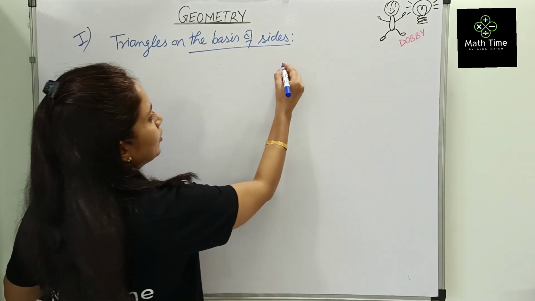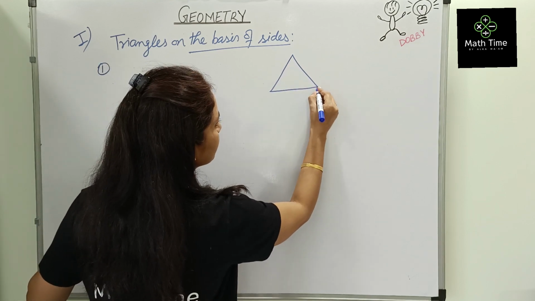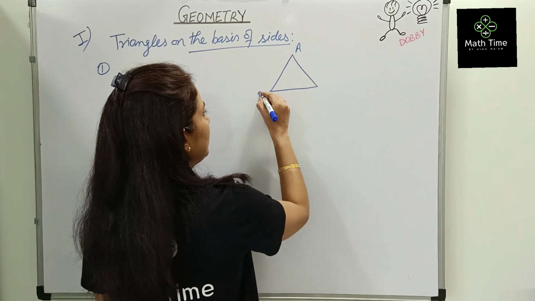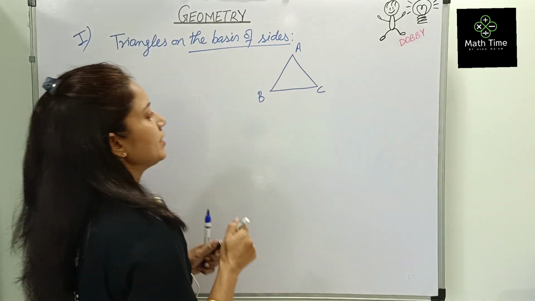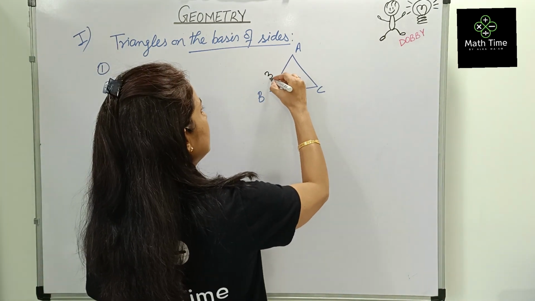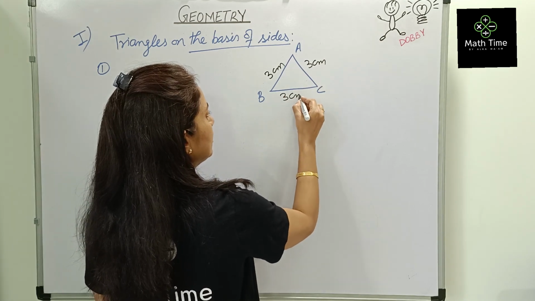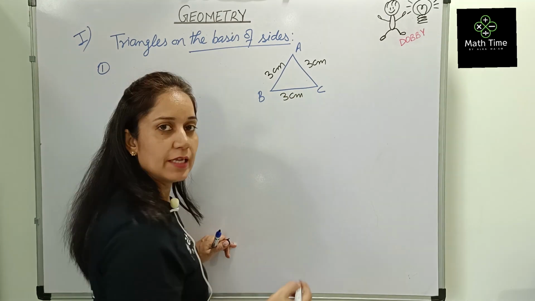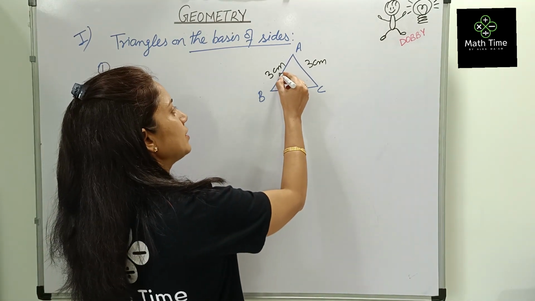So the first triangle you see here, I am making one triangle. Here all the sides AB, BC and CA, let us say all the three sides are of equal measurement: 3 centimeter, 3 centimeter and 3 centimeter. Such triangles where all the sides are equal, that triangle is called an equilateral triangle. And we can mark it like this.